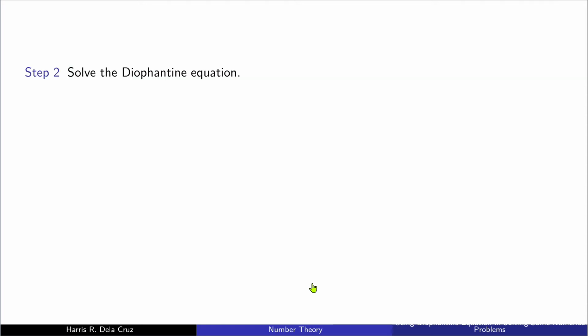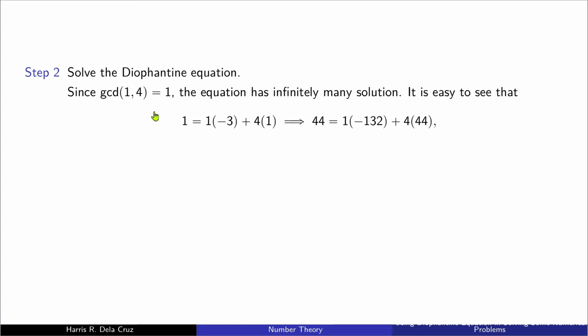So, anong next step? Ang next step is to solve the Diophantine equation. Since GCD ng 1 and 4 is 1, the equation has infinitely many solutions. Again, ano ba yung formula natin pag ang GCD is equal to 1? So, ang formula natin pag ang GCD equals to 1 is i-relate yung 1 in terms of a and b. Now, you don't need to use Euclidean algorithm for this because maliit lang naman yung number. So, hula na lang tayo kung anong kailangan i-multiply sa 1 tsaka sa 4 para pag inadd natin yan, may 1. That's easy. Multiply 1 by negative 3, multiply 4 by 1. So, you have negative 3 plus 4 equals 1.